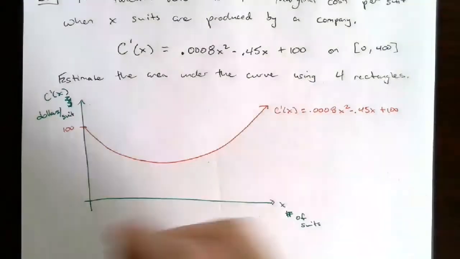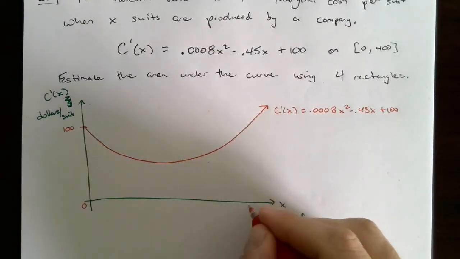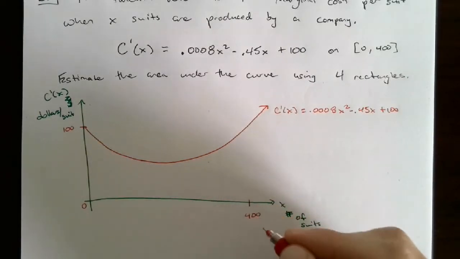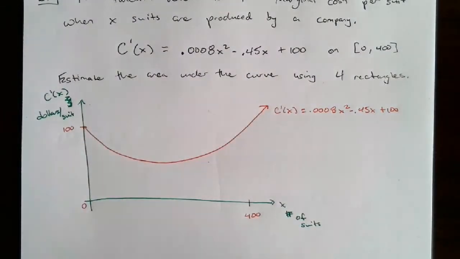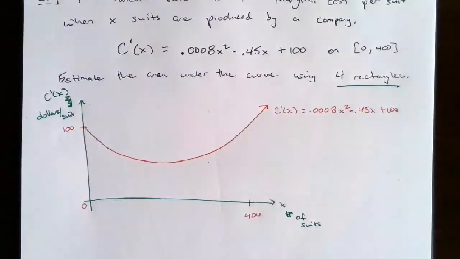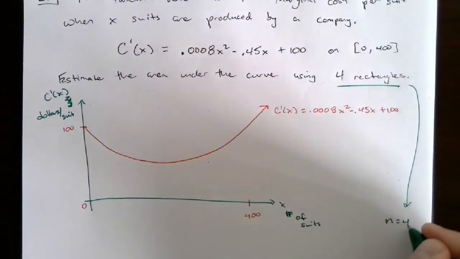Now remember, this is from 0 to 400, so the x value here is 0. The x value on the opposite end of what I'm looking at is going to be 400. So this is really the interval I'm looking from, 0 to 400. When it says to use 4 rectangles, that gives us a value we're going to call n, the number of rectangles. So 4 rectangles tells us n equals 4.